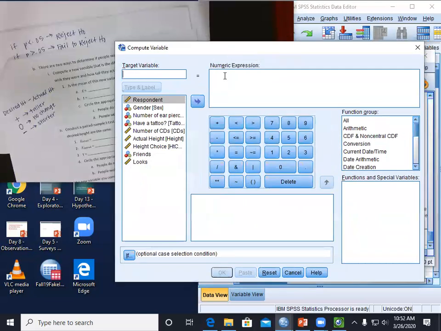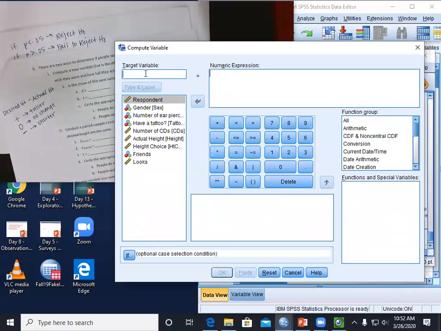All right, and so this is a new kind of menu, one that we haven't seen before. What this is asking us to do, essentially, if we ignore everything that's happening here and just look at the basics, we're going to make a new variable, which they call the target variable, and we're going to say this new variable equals some math expression that I write over here.